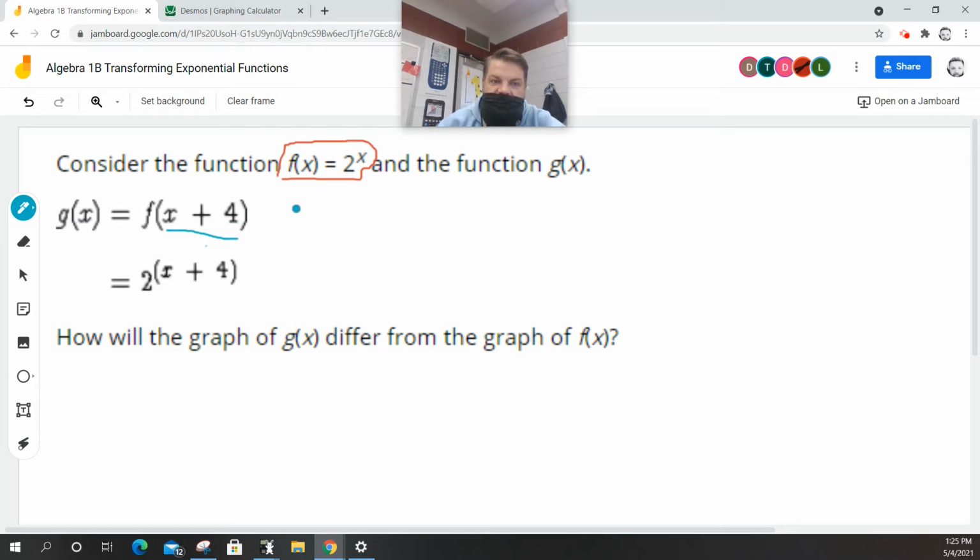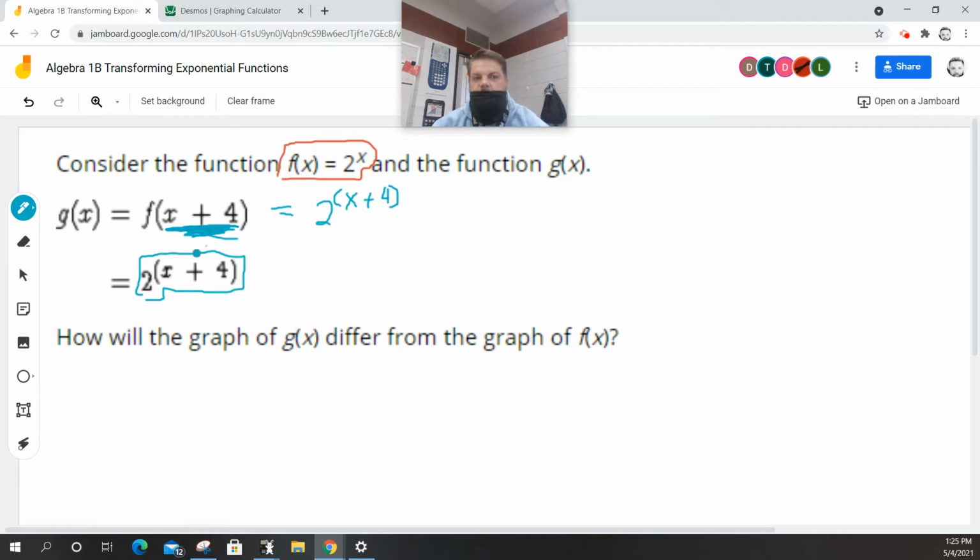Now what that means is you take the original function of 2 raised to the x, but instead of plugging in x, you're going to plug in this right here. So I'm going to say x plus 4. And that's where you get this from.